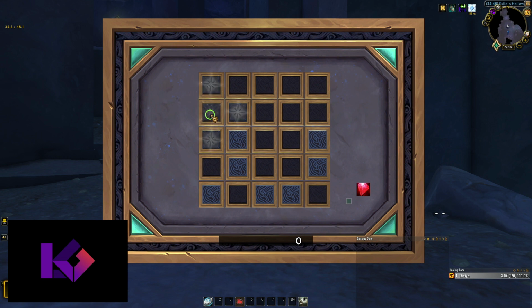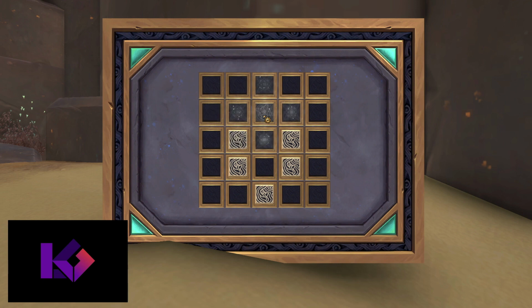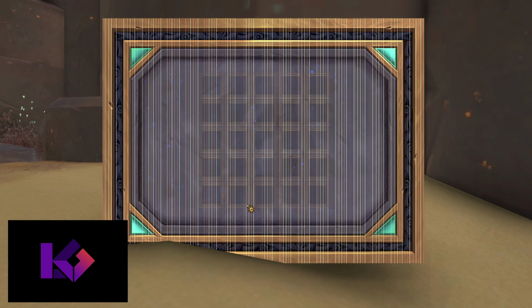What you do is you start at the top row and from left to right, click below a lit up square. From then on, continue down the puzzle, clicking below the lit squares. If you are lucky, you will be able to solve the board in one pass. Here's another example. Again, starting at the top, go from left to right and click the square below lit squares.